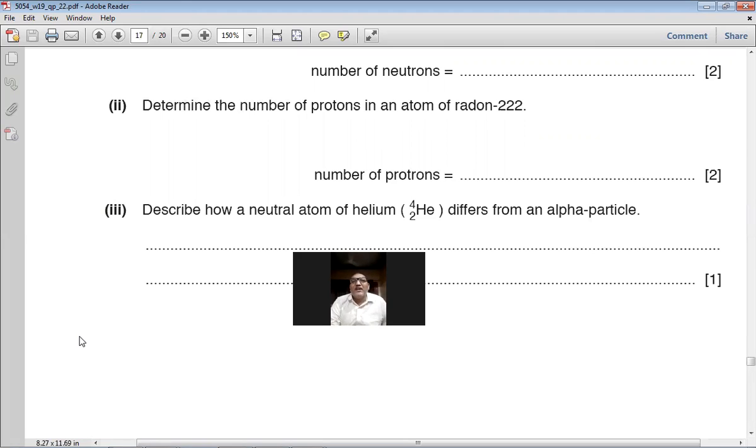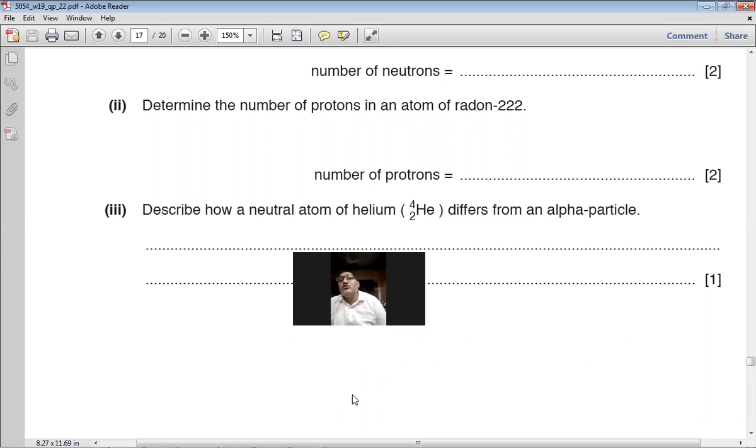In a neutral atom of helium, you also have electrons which are orbiting. So there will be 2 electrons orbiting around the nucleus of the helium atom. Whereas in the alpha particle, you only have the nucleus. You don't have any electrons around it. An alpha particle is like the nucleus of helium without any electrons. So that's the difference between them.